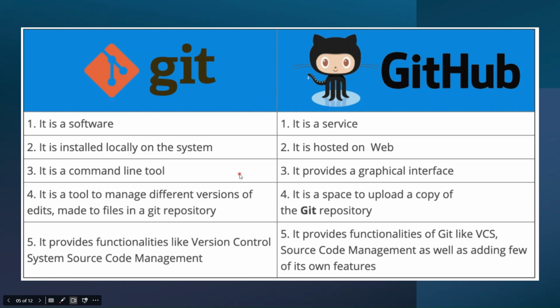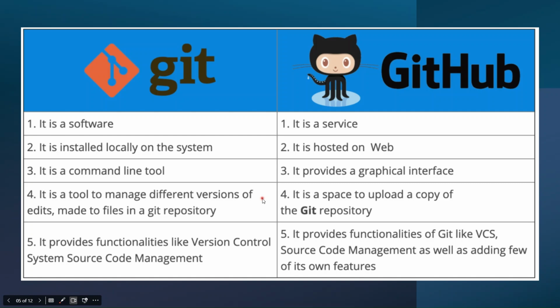It also has a graphic interface actually, not only GitHub. GitHub provides a graphic interface. So Git has a graphic interface as well. But we need to learn the command line too. We're going to do that much later. Git is a tool that manages different versions of edits made to files in a Git repository.